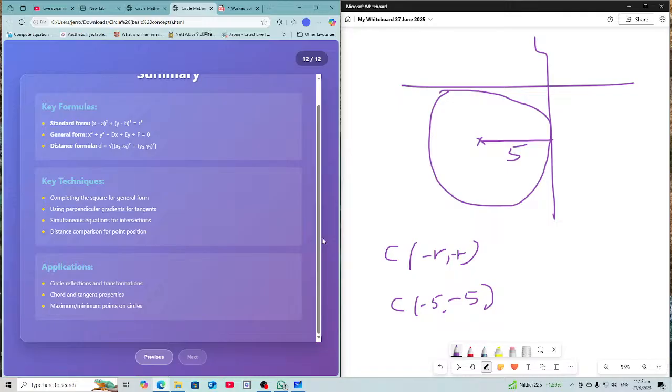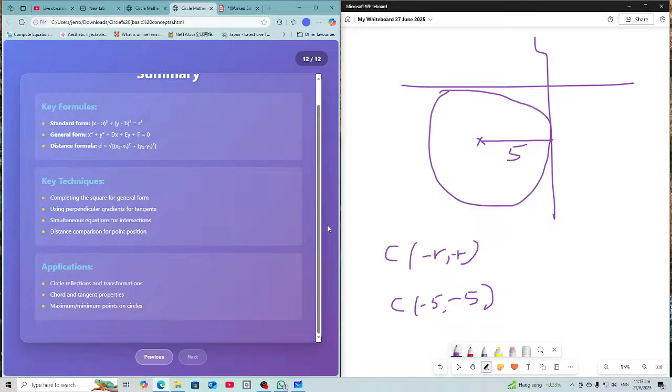Simultaneous equations for intersections, that is for this line and circles. Distance comparison for point positions, that will be, of course, whether it is outside or inside the circle, or whether it is actually the maximum point or minimum point, leftmost point or rightmost point. Okay, that is, of course, the key techniques. Just remember. Last one, applications.